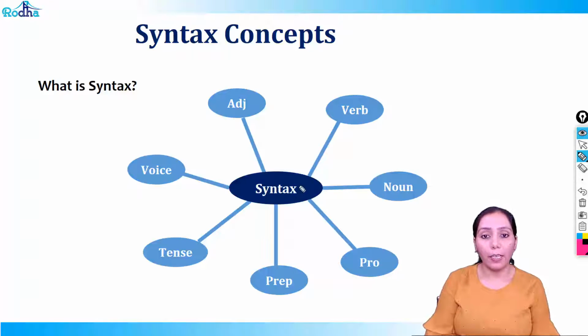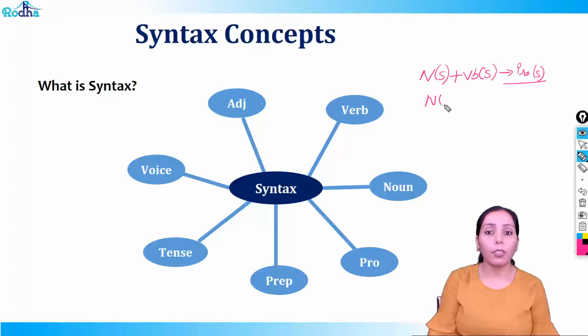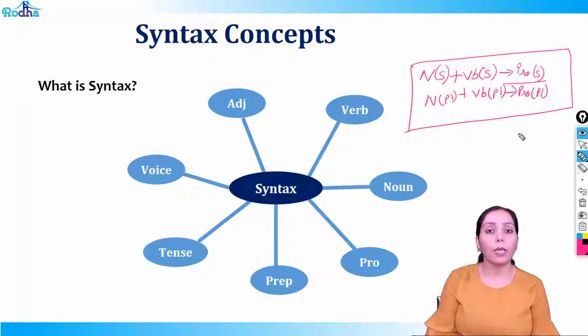For syntax, the first thing we should know is that whenever the noun is singular, the verb is also going to be singular. And when the verb is singular, the further pronoun should always remain singular. This is the basic rule we have to remember. And whenever the noun is plural, the verb is also going to be plural, and when the verb is plural, the further pronoun we use is going to be plural. This is the basic concept, but there are certain rules in which even when the noun is plural, the verb is singular.